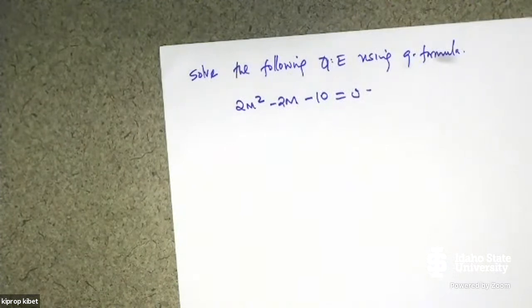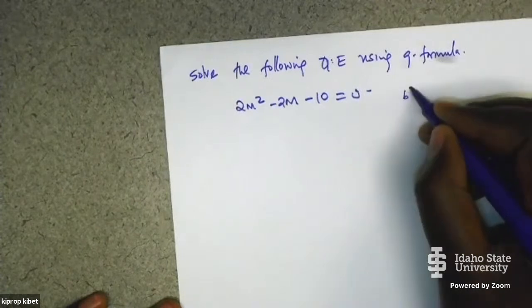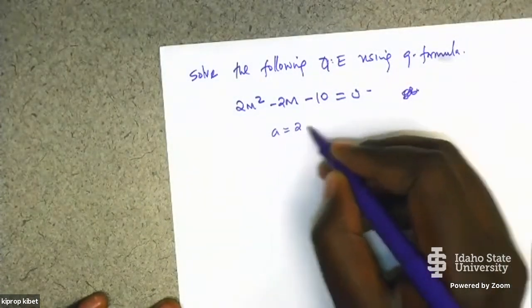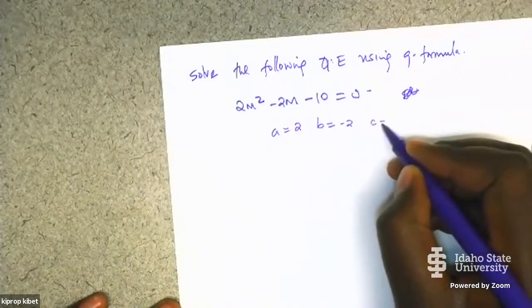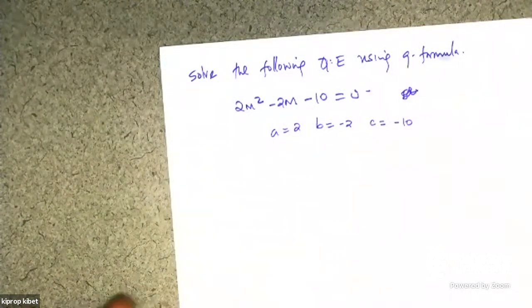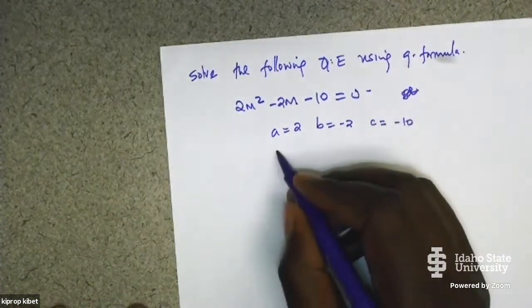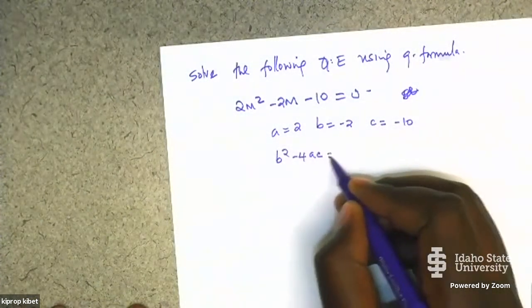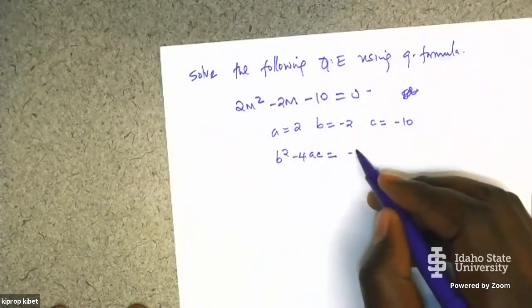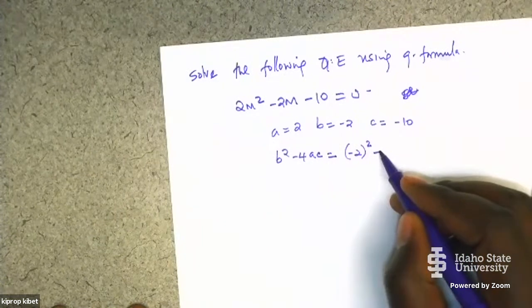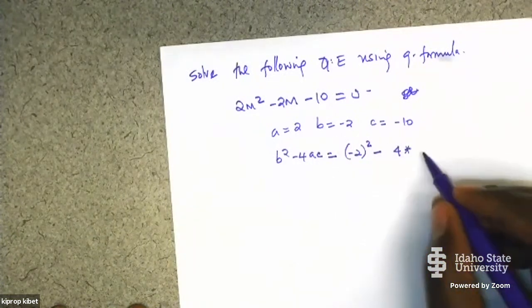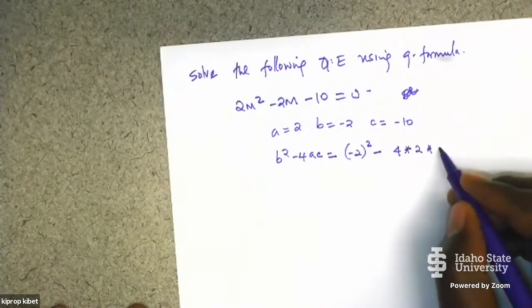You can check the number of solutions that you're going to get there by using the discriminant. So our a equals 2, our b equals -2, and our c equals -10. Now using b squared minus 4ac, this gives us -2 squared, minus 4 multiplied by our a, which is 2, multiplied by our c, which is -10.